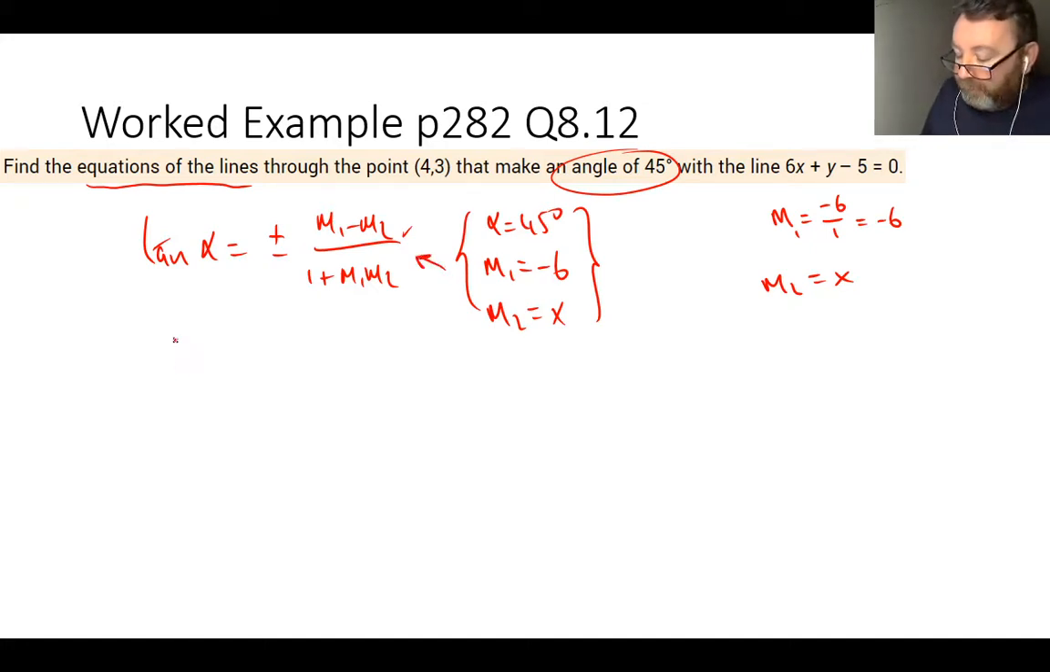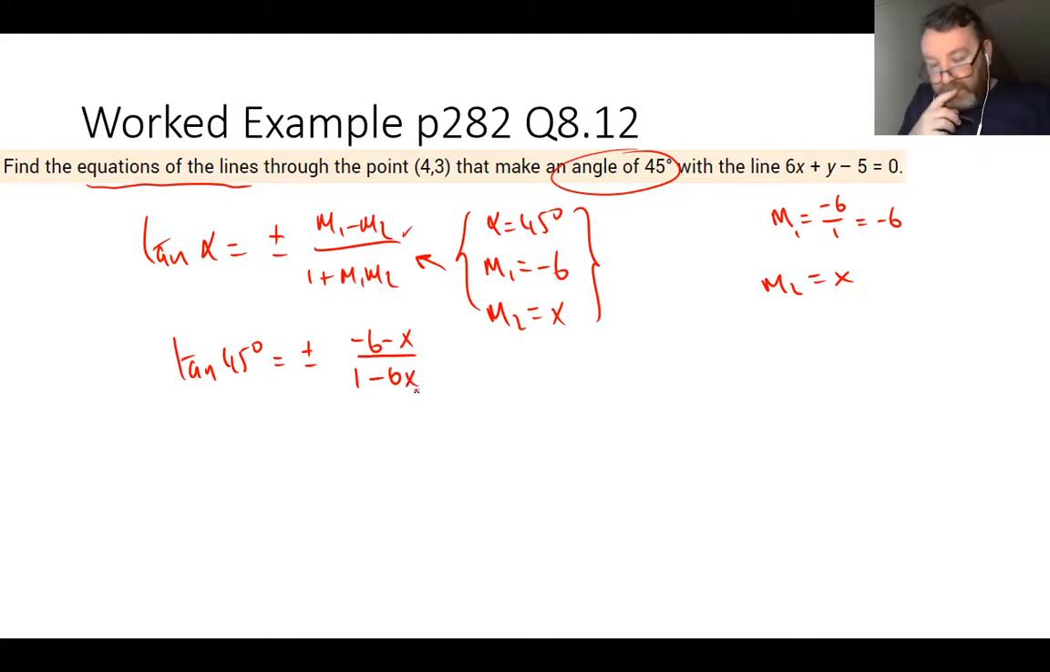And here's what it becomes. The tan of 45 degrees is equal to plus or minus (minus 6 minus x) over (1 minus 6x). See that? Okay, now notice, equations of lines, you're going to have two answers here, so you've got to be very careful. So the tan of 45 equals plus or minus m1 minus m2, minus 6 minus x, that goes in the top line, over 1 plus the product of these two. So it's 1 plus minus 6 times x, which becomes 1 minus 6x.